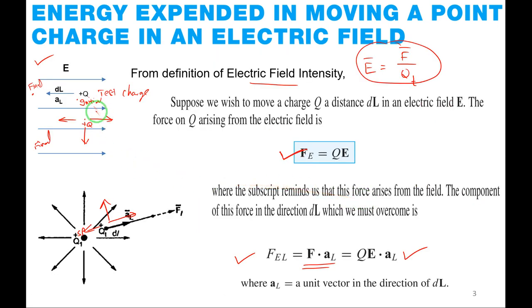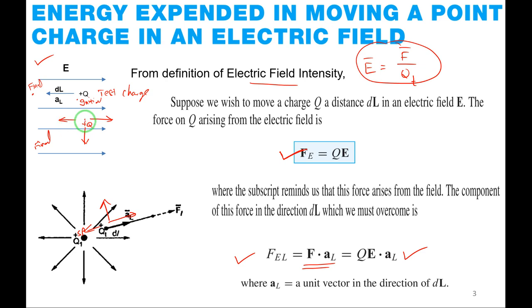If the charge is moved against the field, some amount of work has to be done, so it is positive. If I move the charge in the direction of the field, no work is done. The field itself will carry that charge, so no external work should be done. So we consider the work done as negative if the charge is moved in the direction of the field. If I want to move the charge against the field, I have to do some work, so the work done is positive in this case.